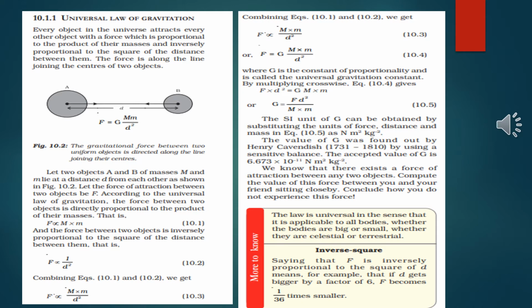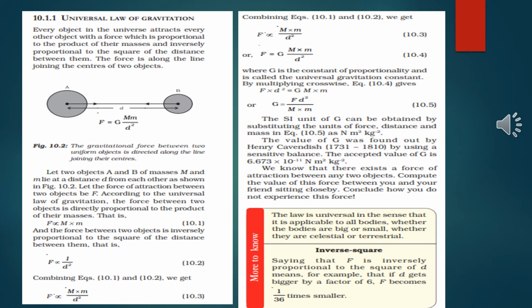This is the first factor, and the second factor: we know that the force of attraction between two objects is inversely proportional to the square of the distance. So in equation number 10.2 you can see F is inversely proportional to the square of the distance. So by combining equations 10.1 and 10.2, we get F is directly proportional to the multiple of equations 10.1 and 10.2, that means M into m into 1 by d square.